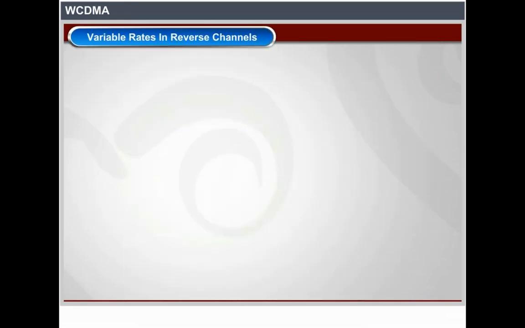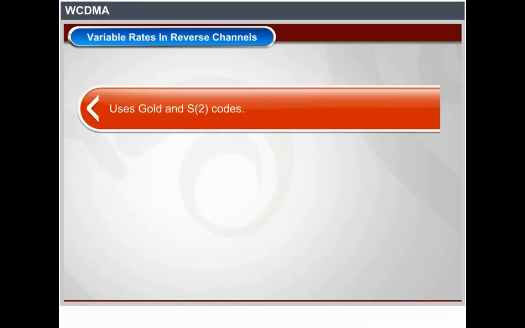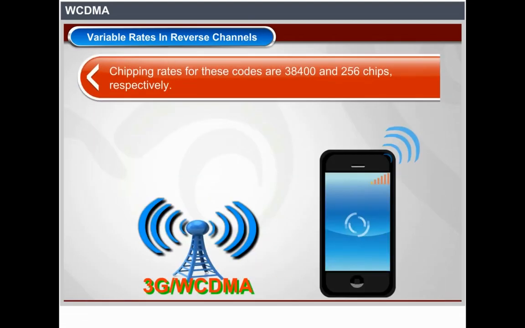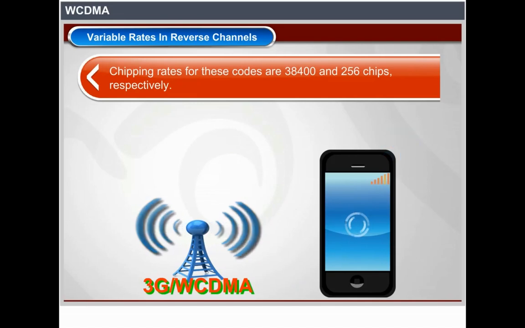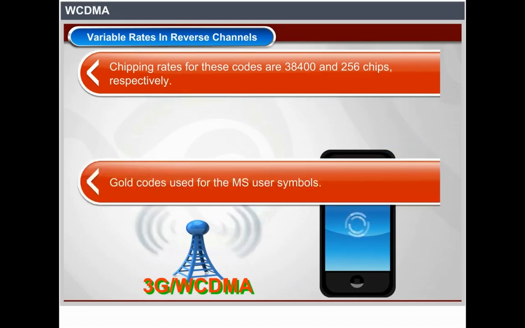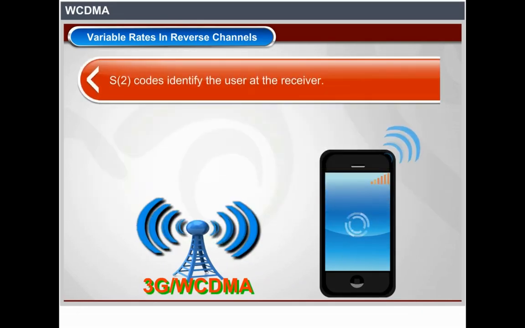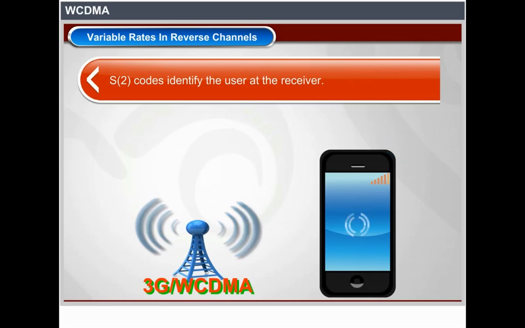Variable rates in reverse channels. Uses Gold and S2 codes. Chipping rates for these codes are 38,400 and 256 chips respectively. Gold codes are used for the MS user symbols. S2 codes identify the user at the receiver.